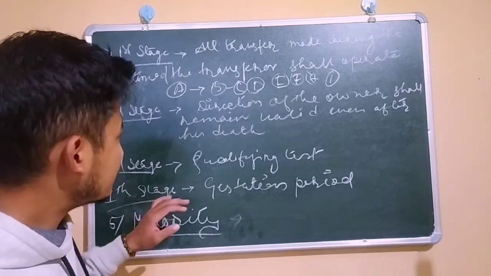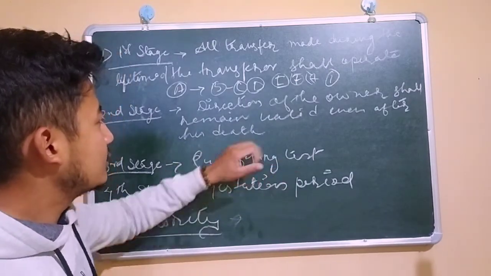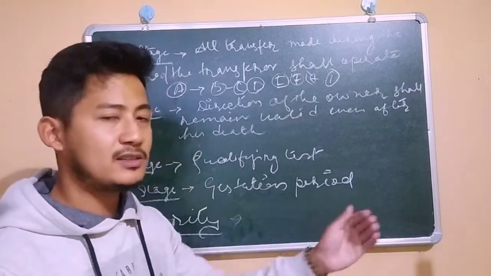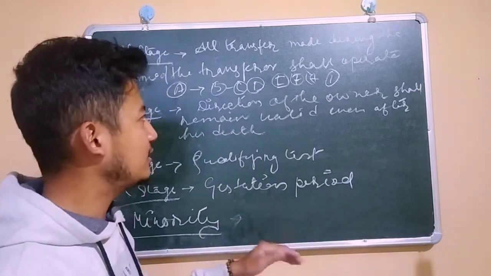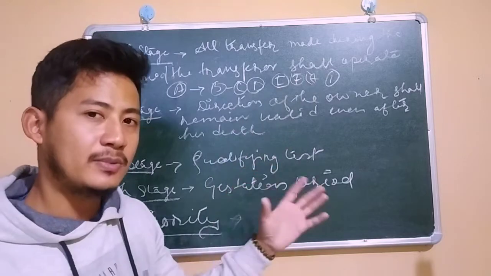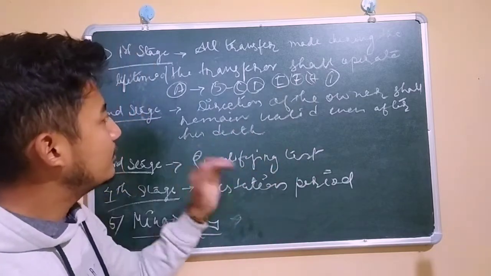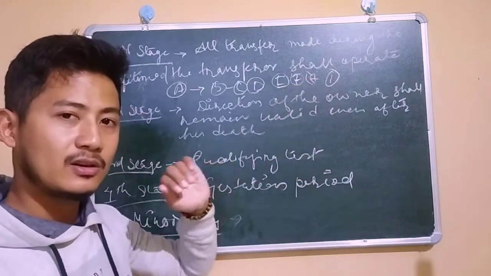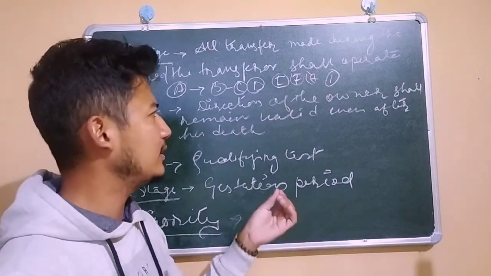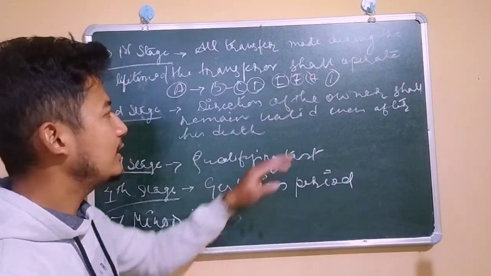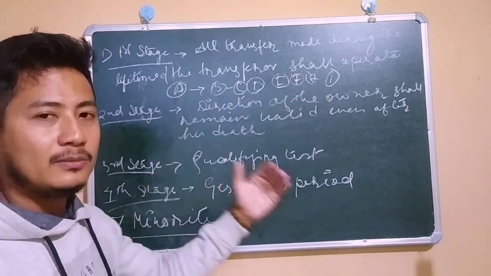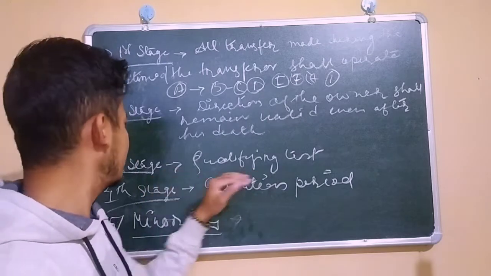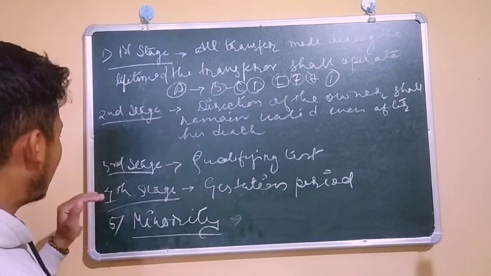So the qualifying test: before the death of the last prior interest, and here in this case H is the last prior interest, I has to come into existence, or it should be in the mother's womb at least, so that it qualifies to become the absolute owner of the property. So this is the third step. And now comes the fourth stage.